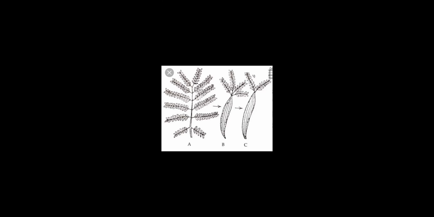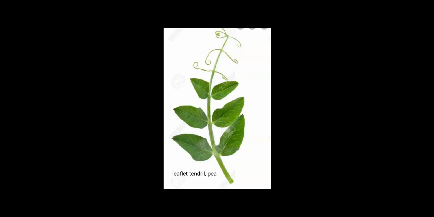One more extra modification, which is not given in your book, but remember, that is also for photosynthesis. Example again, pea plant. In pea, remember, at the base of the leaf, this one we call the leaf base, small leaf-like structures are present. Can you tell me what we have learned in the typical structure of a leaf?